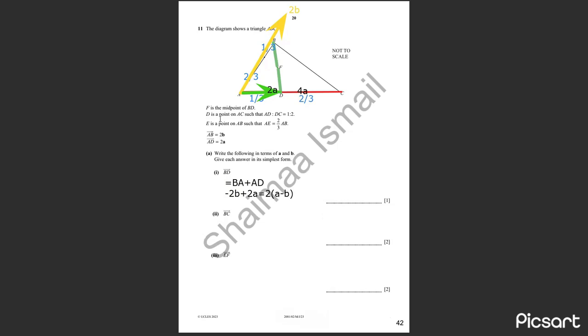Okay, BC. Let's see. B to C. So BC will be BA and AC. Again, BA plus AC. So it will be equal to BA again, minus 2b, and here is 6a, plus 6a. So we can write the a at the beginning: 6a minus 2b. Okay, here completed.